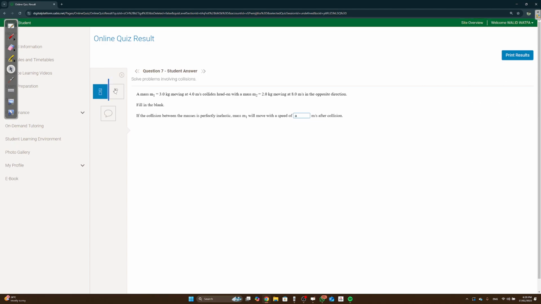Question 7. A mass m1 3 kilograms moving at 4 meters per second. So m1, u1. Okay, with mass m2, u2, but moving in the opposite direction. So let's take it as -8. Okay, if the collision between the masses is perfectly inelastic, mass m1 will move with the speed of something. Okay, perfectly inelastic, what does that mean? The final velocity v1 is equal to v2. Okay, I'll just write this from now. So we're going to use the formula m1 u1 plus m2 u2 is equal to m1 v1 plus m2 v2.